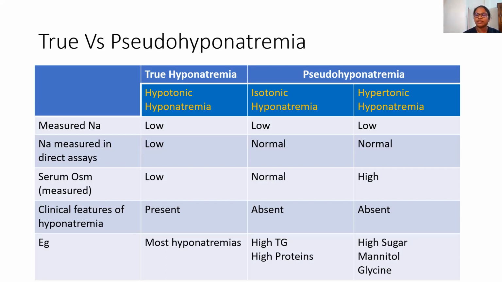So if you want to get a true value of the patient's sodium level, when you're suspecting hyponatremia, you have to measure sodium in a direct assay. One of the direct assays we have is the blood gas. So you can get a rough idea of the actual sodium level in that patient by doing a blood gas.